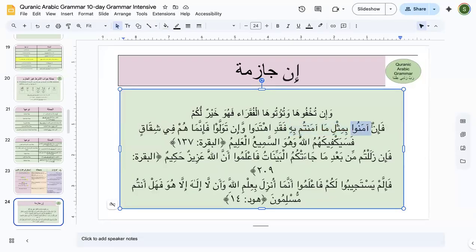Amanu is your fi'l shart. You are going to call it... Now this is not in majzoom form. So what can we use for it? Can we call it fi mahalli jazm? As I mentioned in the first slide, call it FMJ. Fi mahalli jazm. Okay, FMJ.